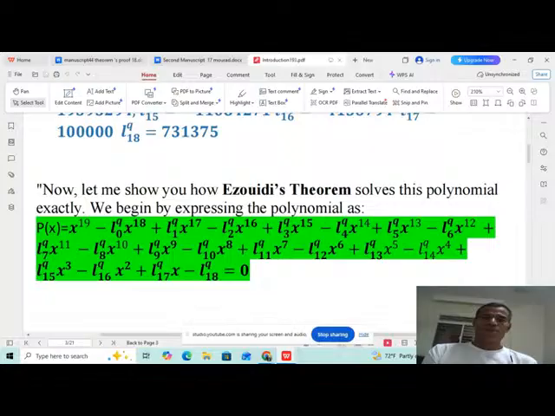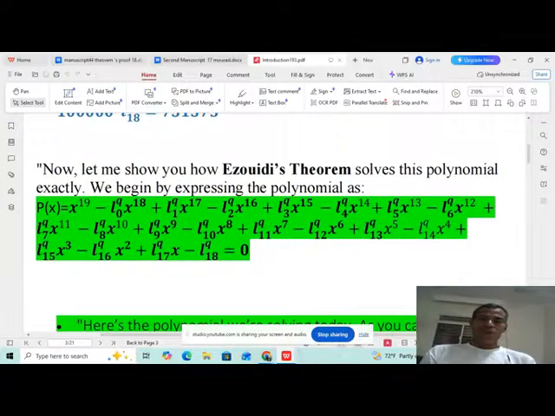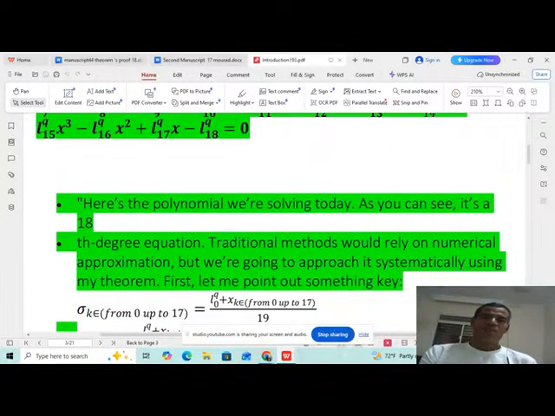Okay, so now let me show you how Ezouidi theorem solves this polynomial equation exactly. We begin by expressing the polynomial as p of x equal x raised to the power 19 minus L0 x raised to the power 18 minus up to L18. Okay, here the polynomial is the polynomial we are solving tonight. As you can see, it's a 19-degree polynomial equation.